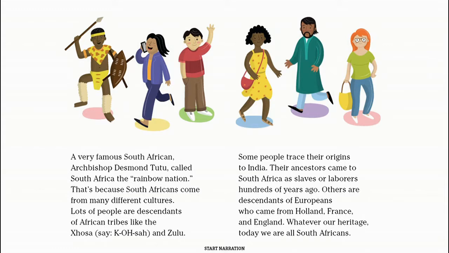Some people in South Africa trace their origins, their backgrounds, to India. Their ancestors came to South Africa as slaves or laborers hundreds of years ago. They were taken from their homes and forced to work in South Africa hundreds of years ago. And then their kids and their kids' kids still are there. Others are descendants of Europeans, Europe, the continent Europe. They came from Holland or France or England. Whatever our heritage, today we are all South Africans.